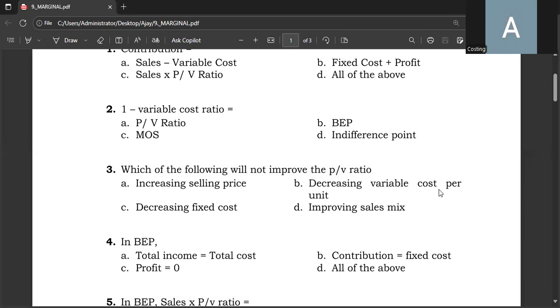Question 4. In BEP, option A. Total income is equal to total cost. Option B. Contribution is equal to fixed cost. Option C. Profit is equal to 0. Option D. All of the above.